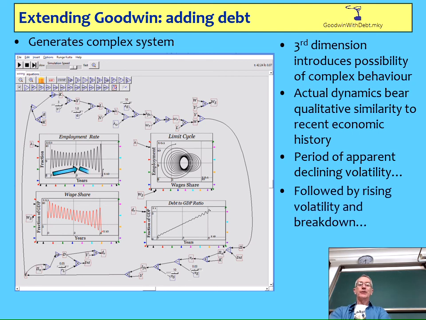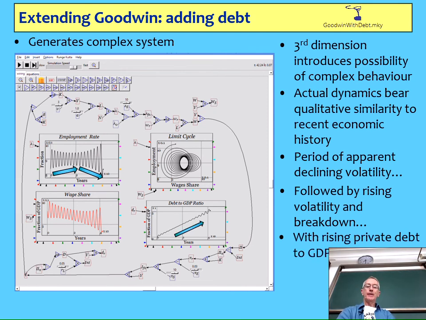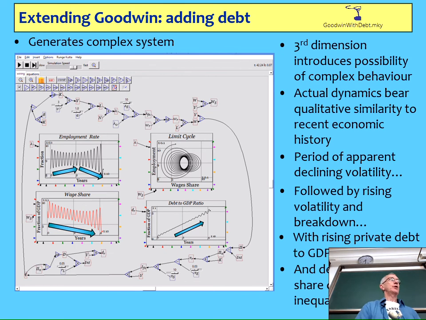Then you have rising volatility, which they can't explain, and a rising ratio of debt to GDP, and a declining share of workers' wages in output. So as wages fall, inequality rises. The total wage bill falls. Now all those things actually turned up in the real data, just to demonstrate that model.